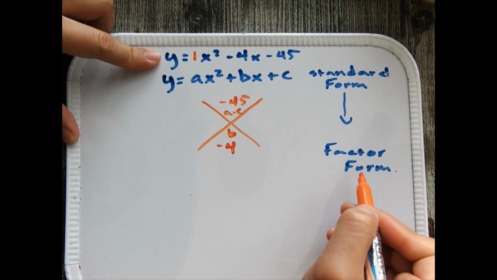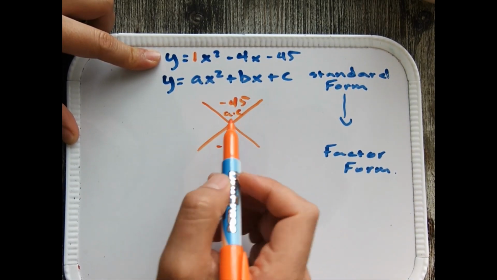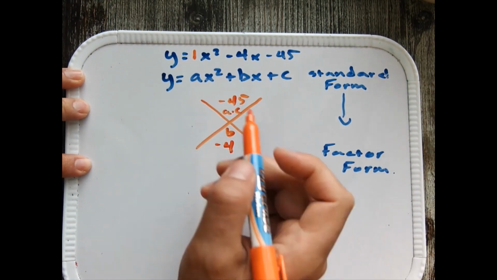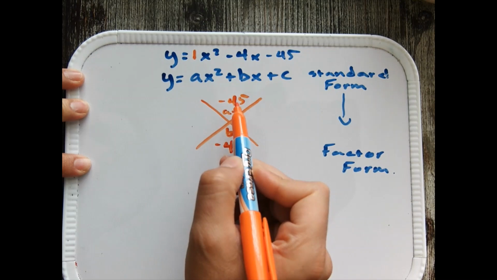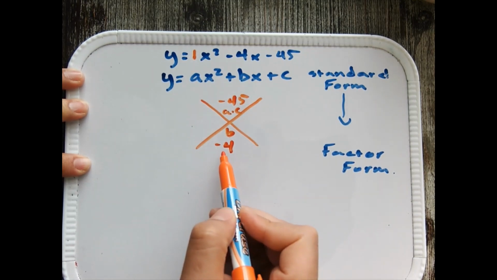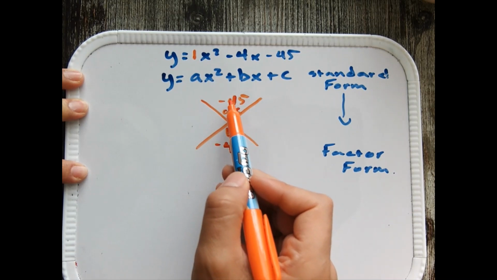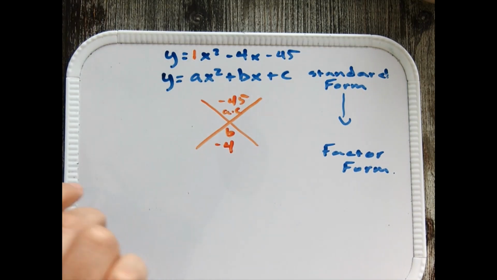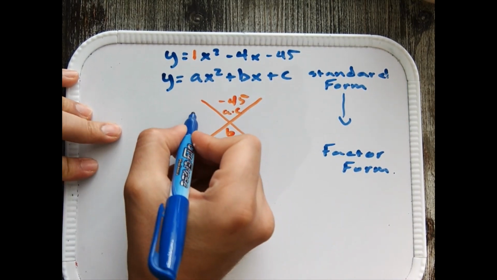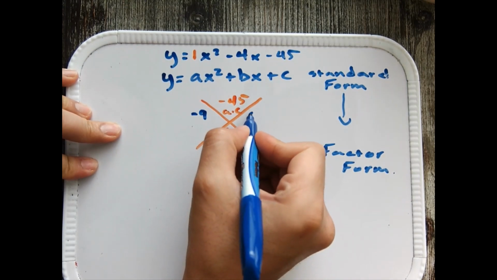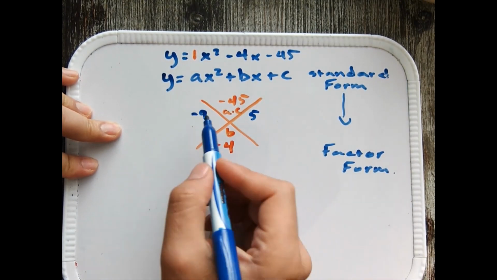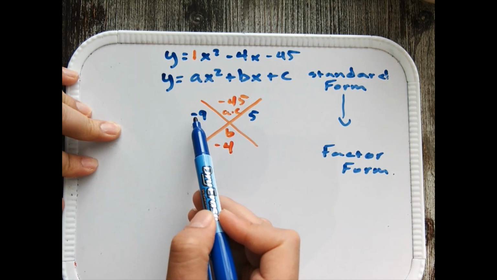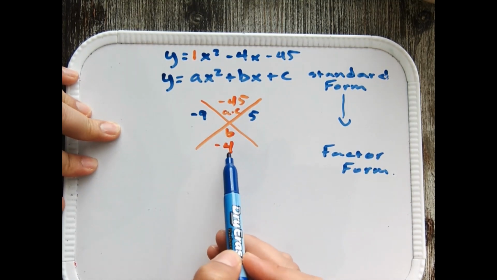So to find my factor form, again, I'm using the x method. What I need in the two remaining spaces is two numbers that multiply to negative 45 but add up to negative 4. Those two numbers would be negative 9 and positive 5. Negative 9 times positive 5 is negative 45, but when I add negative 9 and positive 5, I get negative 4.